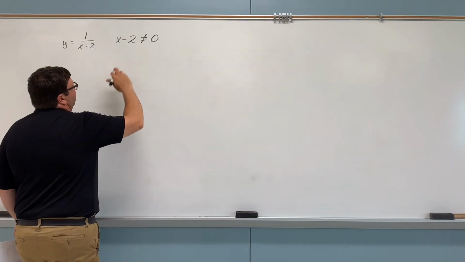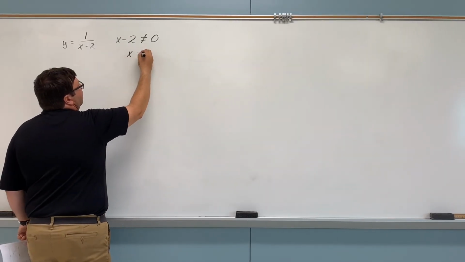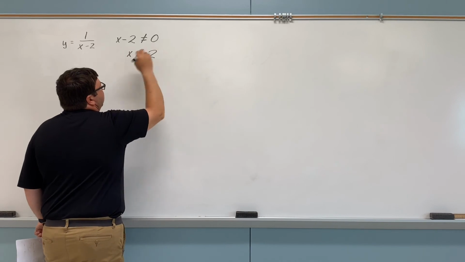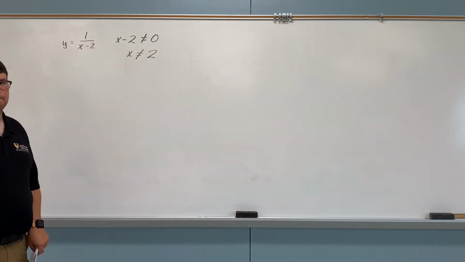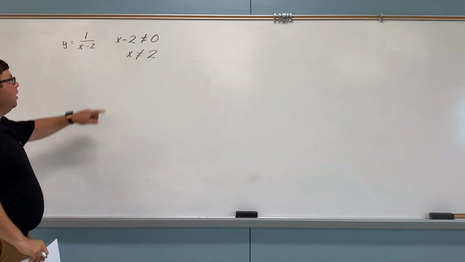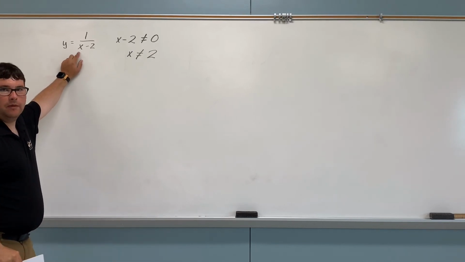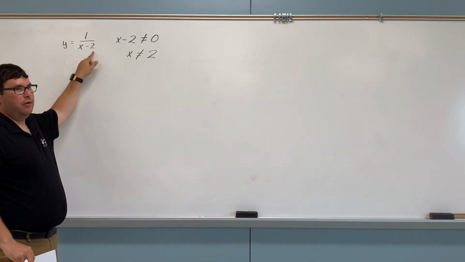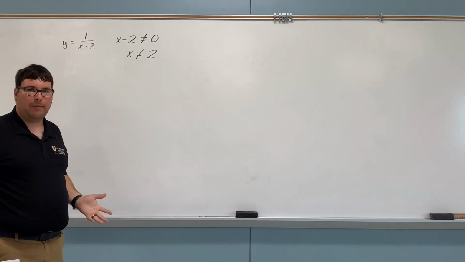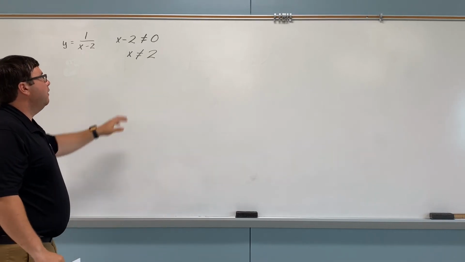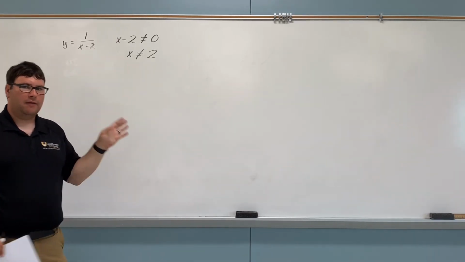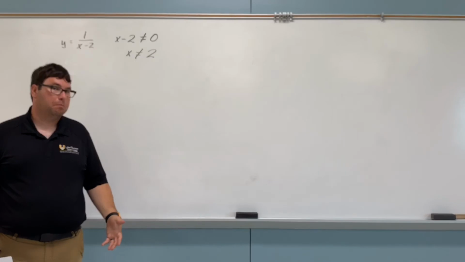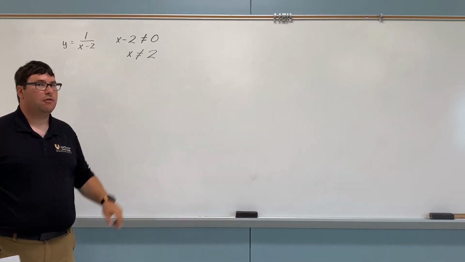Solve it just like a regular equation. X cannot be 2. What does that mean? What happens if I plug 2 in here? You get 1 over 2 minus 2. 2 minus 2 is 0. You get 1 over 0. You're dividing by 0. Can't do that. So x cannot be 2. Can x be anything else? Yes, it just can't be 2.